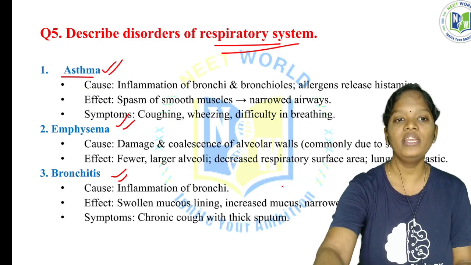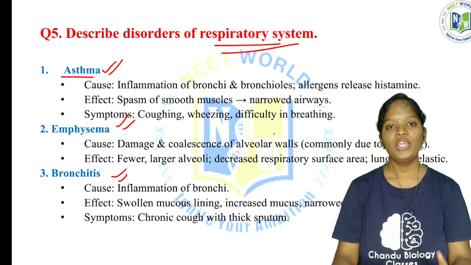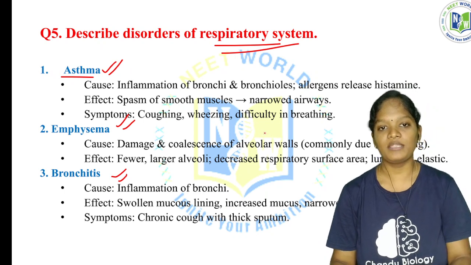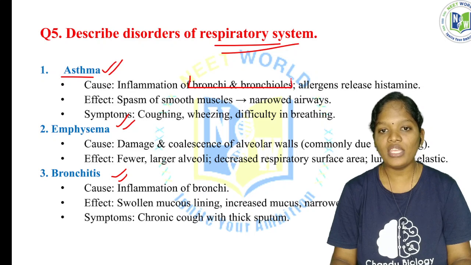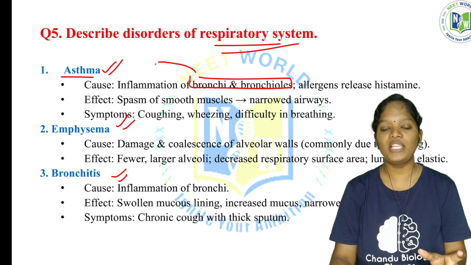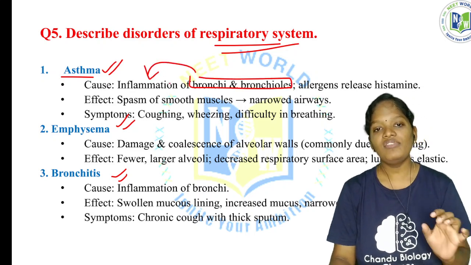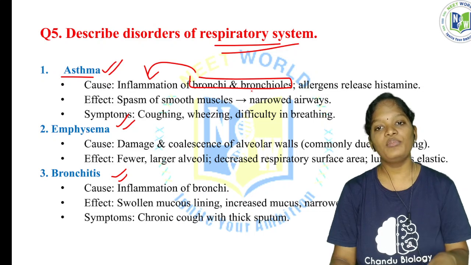Okay, so these are all the disorders of the respiratory system. The first disorder will be asthma. Asthma always involves the bronchi and bronchioles. They are getting bulged, because there is an inflammation present in the bronchi and bronchioles.